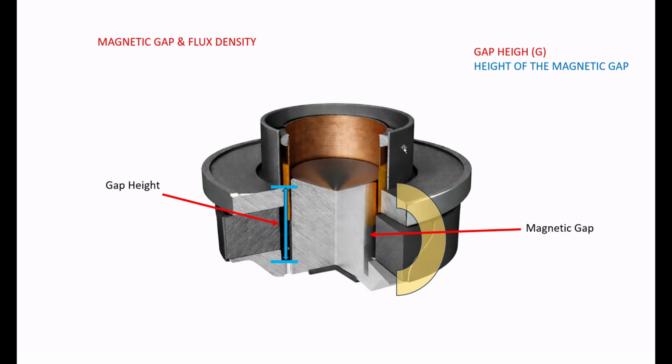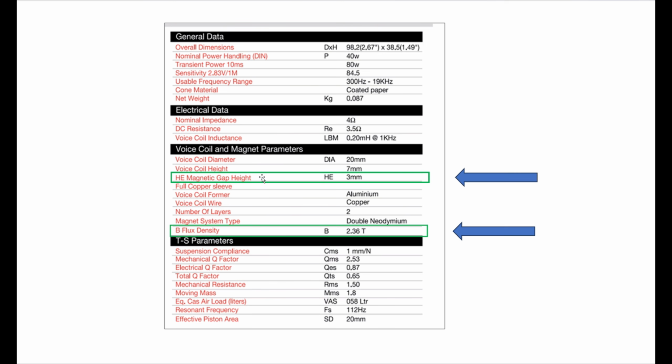So gap height on the technical sheets will be shorthanded as G, and it's the distance between the bottom of the gap and the top of the gap in the driver motor. So when you look on the technical sheets, you'll find something like this: magnetic gap height of 3 millimeters, flux density of 2.36, which is pretty strong. That's how you find out those parameters.